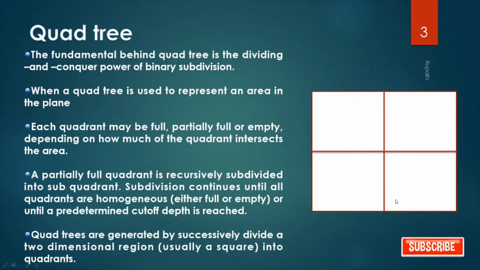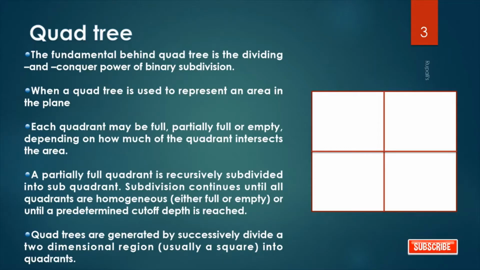So these are 4 quadrants and each quadrant may be full, partially full or empty. Then a partially full quadrant is recursively subdivided into subquadrants. If it is full or if it is empty, then it's okay. But if the quadrant is partially full, then again you have to divide it. Subdivision continues until all quadrants are homogeneous, either full or empty, or until a predetermined cutoff depth is reached.